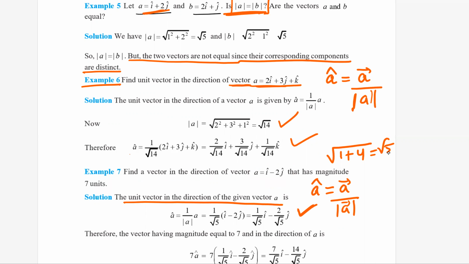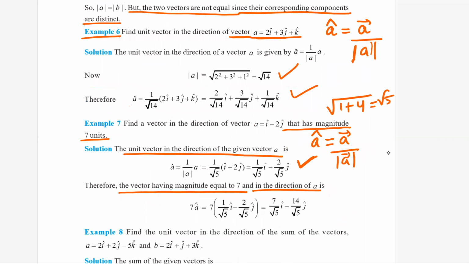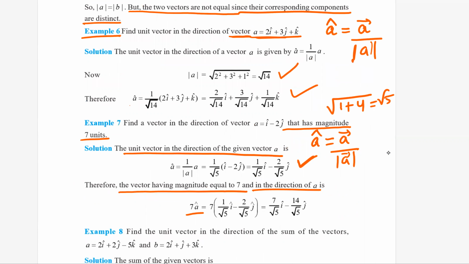Now we have to find a vector whose magnitude is 7. It is a unit vector, so the vector having magnitude equal to 7 and in the direction of A will be 7 into this vector. So 7 into this.